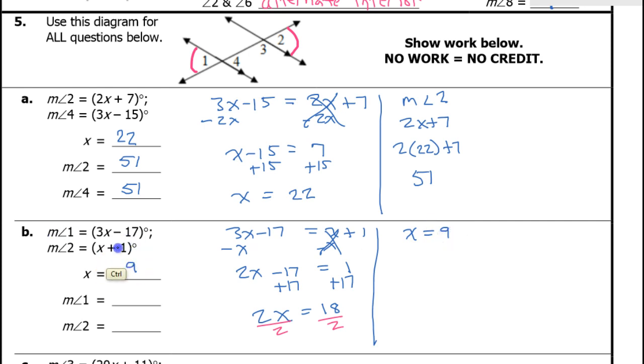So now I need to find the measure of angle 1 and 2. I'm going to go ahead and find the measure of angle 2 first, just because it's simpler. The measure of angle 2 is the expression x plus 1. But I now know that x is 9. So that makes this 9 plus 1, so that makes this 10. So the measure of angle 2 is 10. And remember, right from the beginning, we said, oh, look, they're both acute. These are congruent. So this is going to be 10 as well.